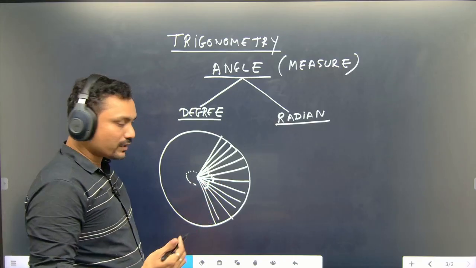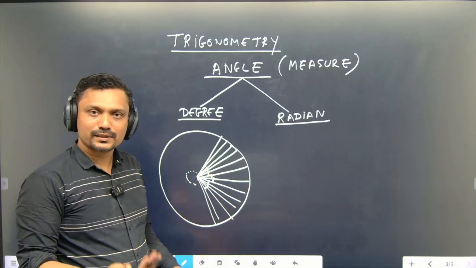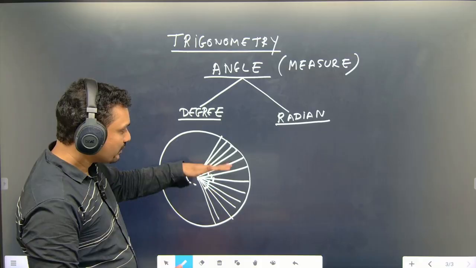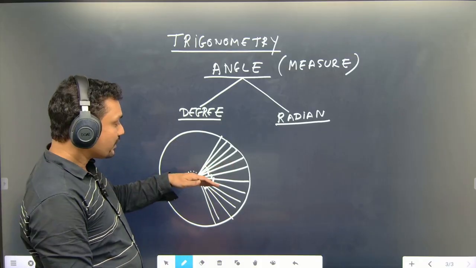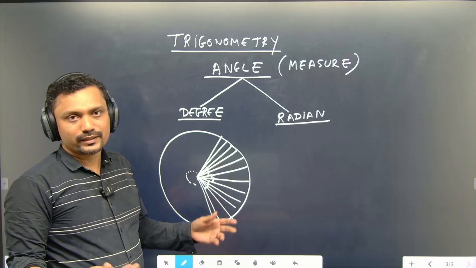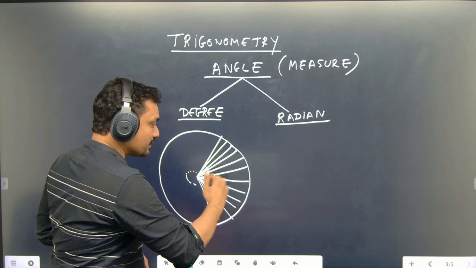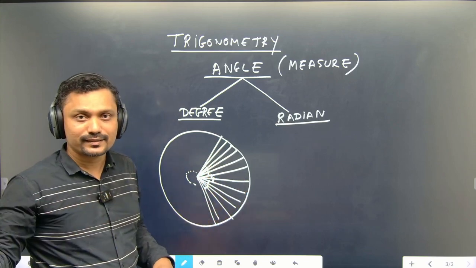Yes. Now you may ask me why the circle is divided into 360 equal parts. Why the number 360? In fact, I'll tell you, you can divide this into 100 parts. You can divide it into 250 parts. You can divide it into 400 parts. It is your wish. But this is a standard convention. We divide the circle into 360.